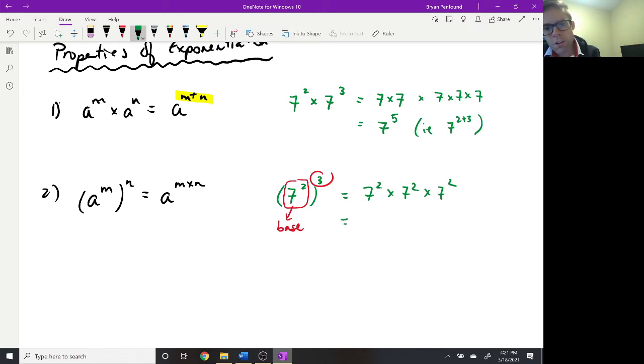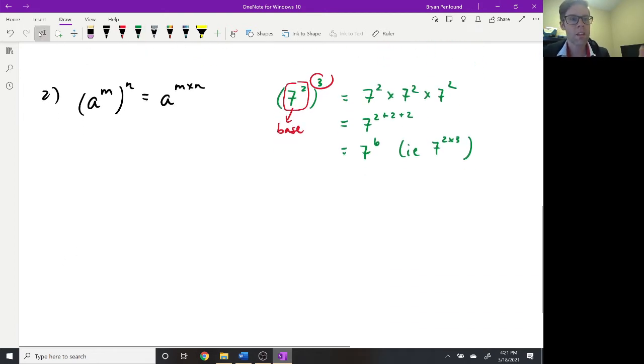And we know from the first property now that this should be 7 to the 2 plus 2 plus 2, or if you needed to, you could expand this out even further and see that you do have 6 copies of 7. But by property number 1, we know that this should be 2 plus 2 plus 2, which is 7 to the 6. Okay, so we've shown that 7 to the 6, which is our final answer, is really like 7 to the 2 times 3. So that's the second special property of exponentiation.